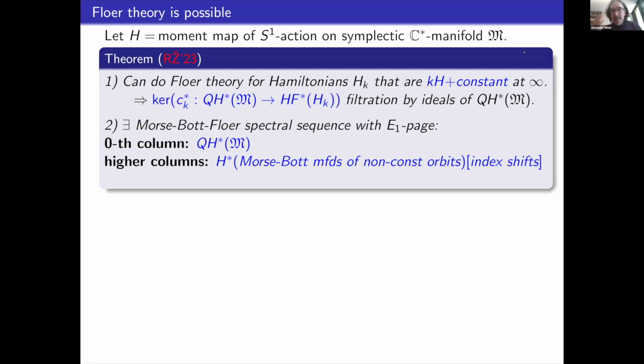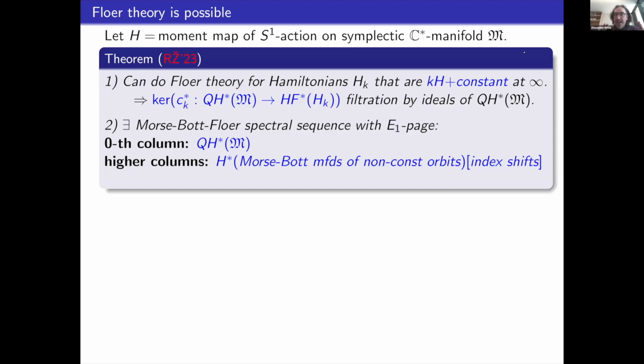Now, unfortunately, in Floer theory, it's usually very hard to calculate things, but here a miracle happens, which is that we can actually calculate quite a lot. What we do is we build a filtration on the Floer chain complexes that gives rise to a Morse-Bott spectral sequence. Let me just say a few words about this.